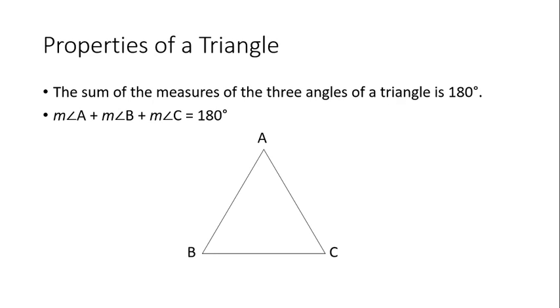Students, let's start with the first property of a triangle. The sum of the measures of the three angles of a triangle is 180 degrees. Let us consider this to be any type of triangle, triangle ABC. So, according to the property, measure of angle A plus measure of angle B plus measure of angle C will always be equal to 180 degrees.